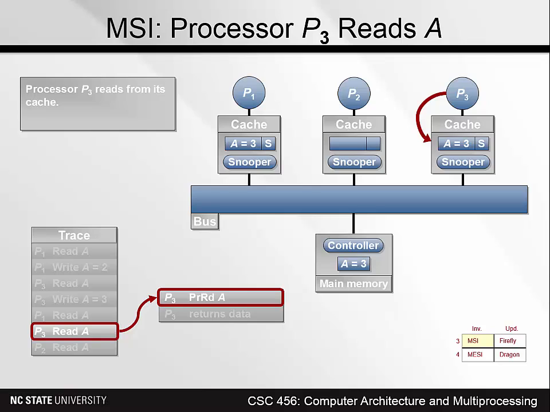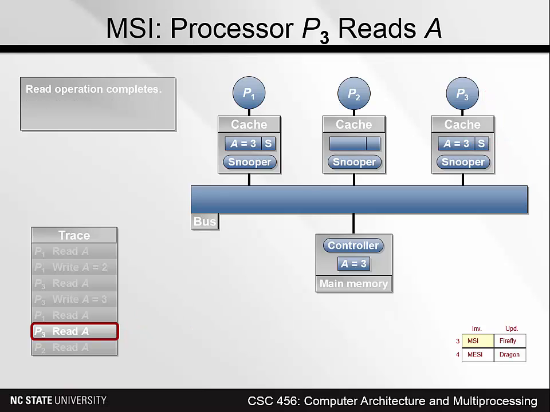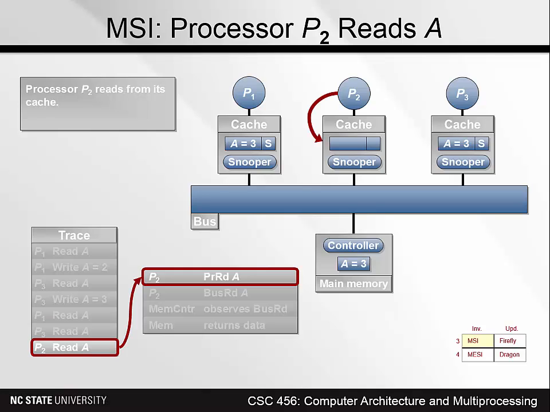Now, P3 reads A from its cache. This is a cache hit, so the cache simply returns the data. No bus transaction takes place. The read operation completes. Now P2 finally gets into the act by issuing a read for A.